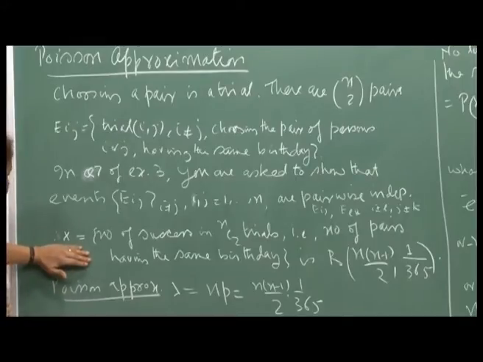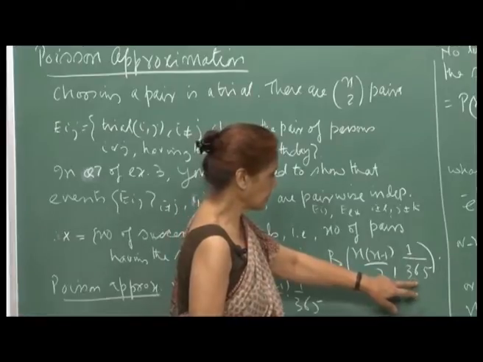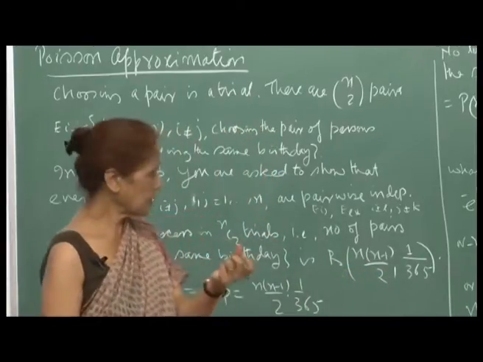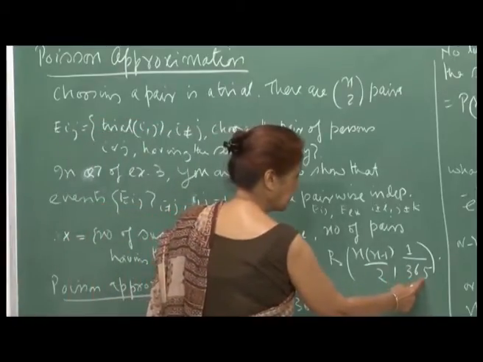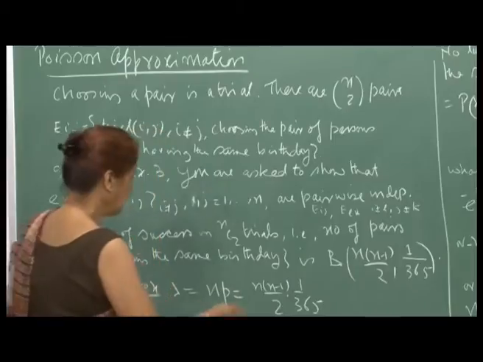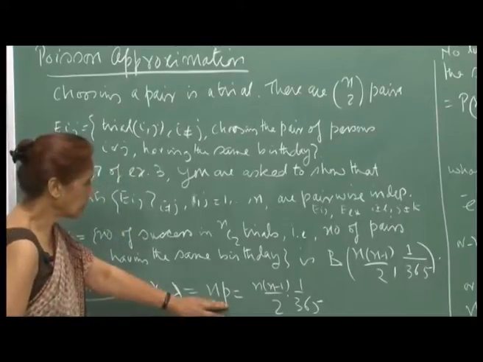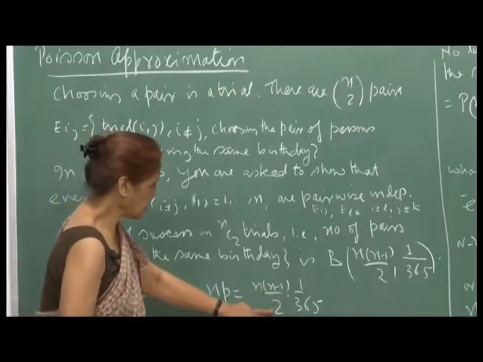Now, X is the number of successes in nC2 trials having the same birthday. So, let me now start looking at the Poisson approximation. This X, as I discussed with you, is a binomial with parameters n into n minus 1 by 2 comma 1 upon 365. Remember, I showed you that for a pair of people having the same birthday, the probability is 1 upon 365, and the number of trials that I have is n into n minus 1 by 2. So, this is a binomial random variable. If I do the Poisson approximation, then the corresponding Poisson parameter would be np, and so that will be n into n minus 1 by 2 into 1 upon 365.